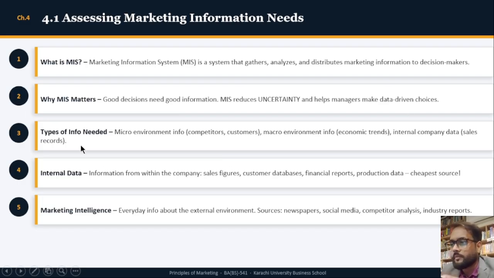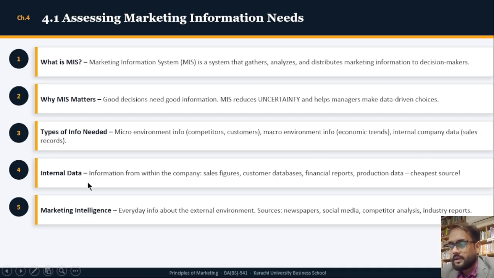Types of information you need, I have discussed in the previous chapter. There are two types of information you can get. First of all, we have learned about the micro environment, which covers information like competitors and customers. Second is the macro environment, where you are talking about things like economic trends, and internal company data.